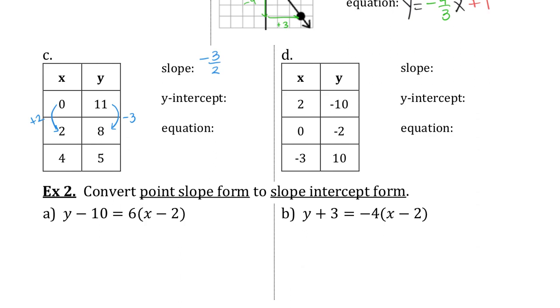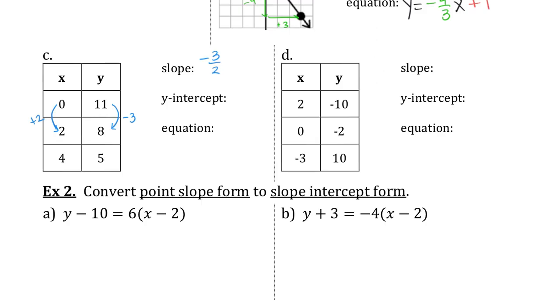Now, you could find the slope I could go from here to here. That would still be negative 3 over 2. I could also go backwards, as long as you go backwards both ways. This would be plus 3, and this would be minus 2. So as long as you are consistent in your left and right, your rate of change will match.